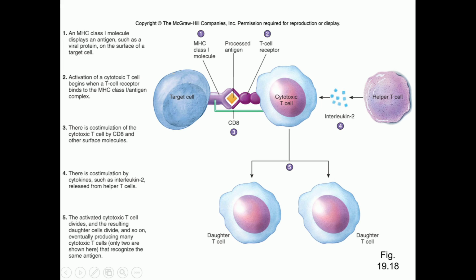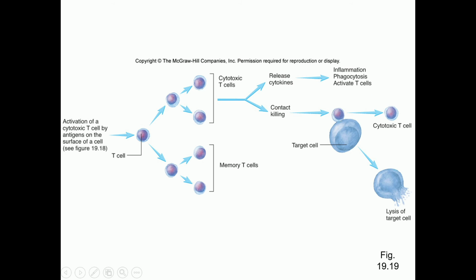And last, we have 5. The activated cytotoxic T cell divides, and the resulting daughter cells divide, and so on, eventually producing many cytotoxic T cells. Only 2 are shown here that recognize the same antigen.